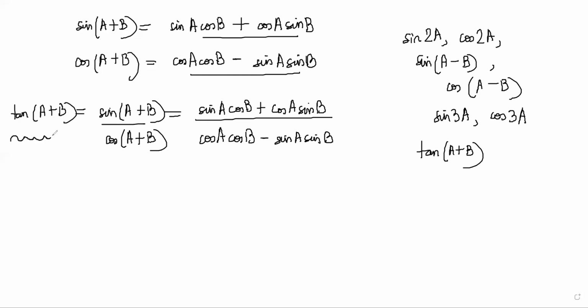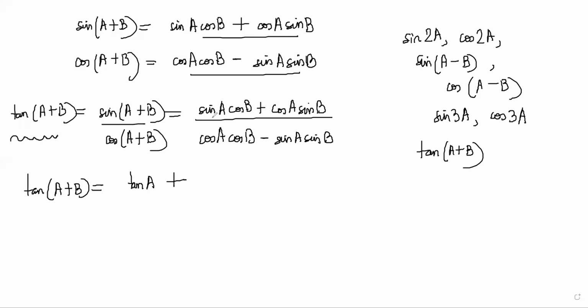But ideally, I would want a tan formula to involve tans, to make it look nice at least. So what do I do to make tans here? Let's divide up and down by cos A cos B. What I mean by dividing is, in the numerator, every term I'll divide by cos A cos B. So see what happens there. Cos B gets cancelled and sin A by cos A becomes tan A.